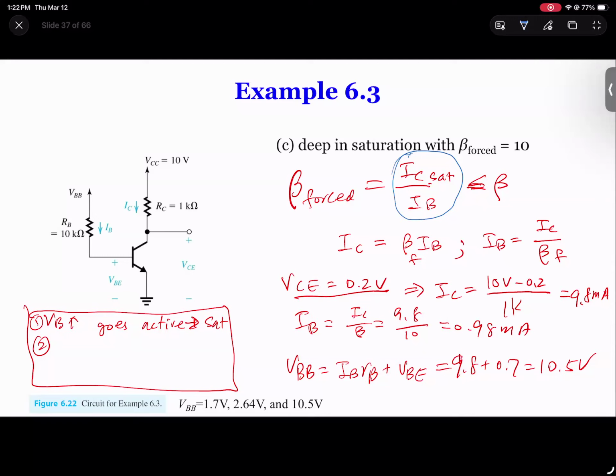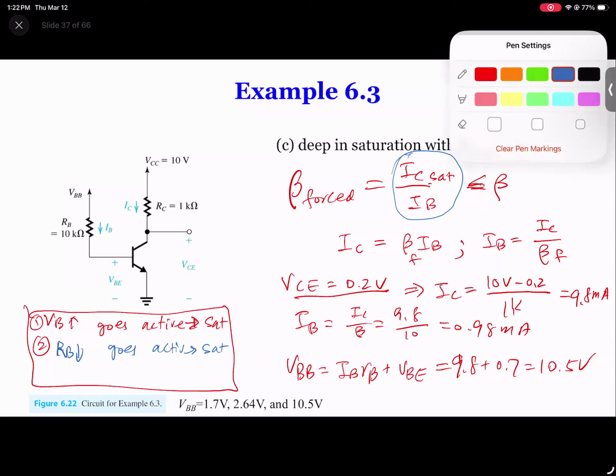So what we did before was change IB by raising VBB, increasing IB in the circuit. Now I'm saying fix VBB. But with fixed VBB, if I want to increase IB, what do I do? You reduce RB, right? So if RB decreases, it goes from active to saturation mode.